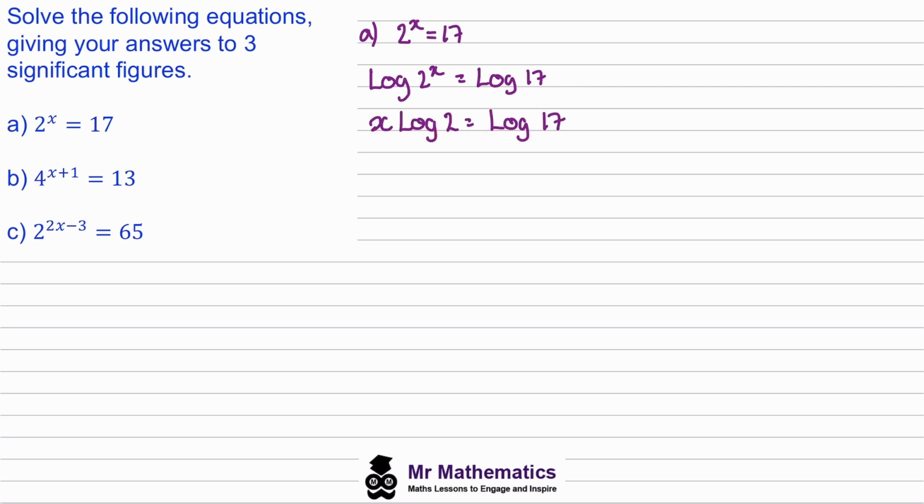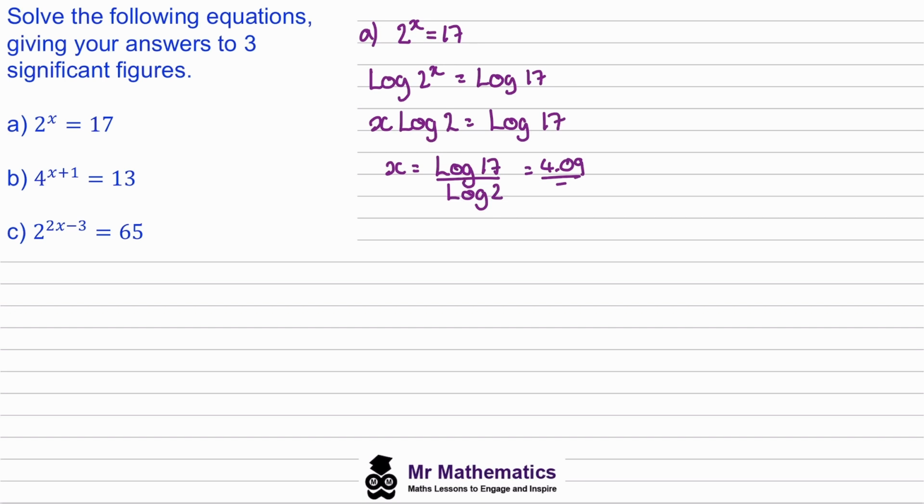And then all we need to do is divide both sides by the log of 2. So x will be the log of 17 divided by the log of 2. And remembering again that this is both to a base of 10, we can work this out on our calculators and we get 4.09 to 3 significant figures.